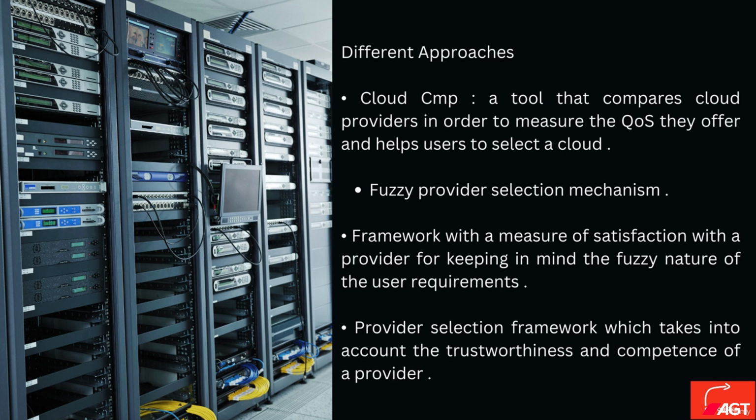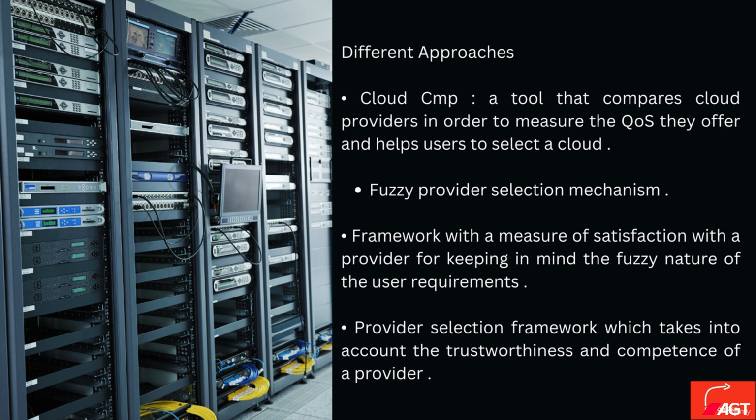Cloud CMP. Cloud CMP is a tool that assists consumers in choosing a cloud provider by comparing cloud providers based on the QoS they give. It offers a dashboard that allows users to compare the QoS measurements of different cloud providers. Also, the tool provides a cost comparison option to assist users in choosing a provider that gives the desired QoS levels at the most affordable price. Cloud CMP can assist companies in choosing a cloud provider that satisfies their QoS needs and lowers their cloud service expenses.